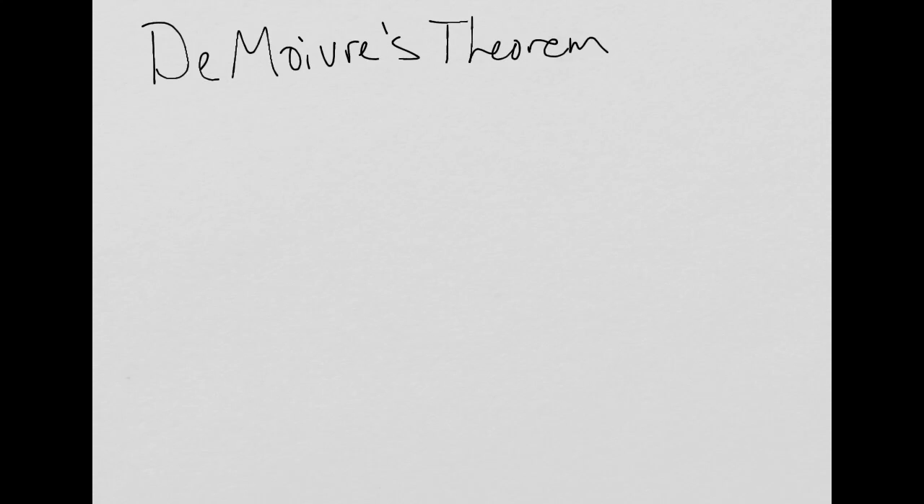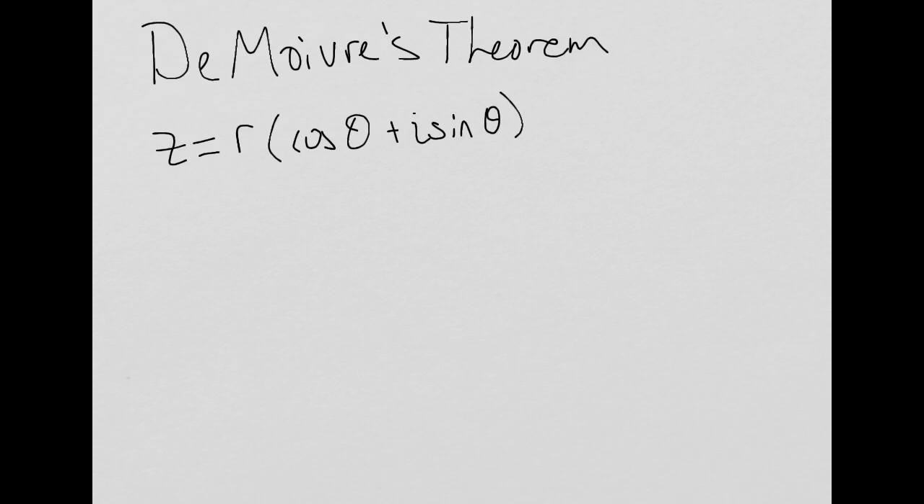Finishing up Chapter 8, we have a named theorem here: DeMoivre's theorem. All this really does is take some complex number z and write it in its polar form. We saw last time that if we multiplied these numbers together, we would multiply the moduli and add up the arguments.